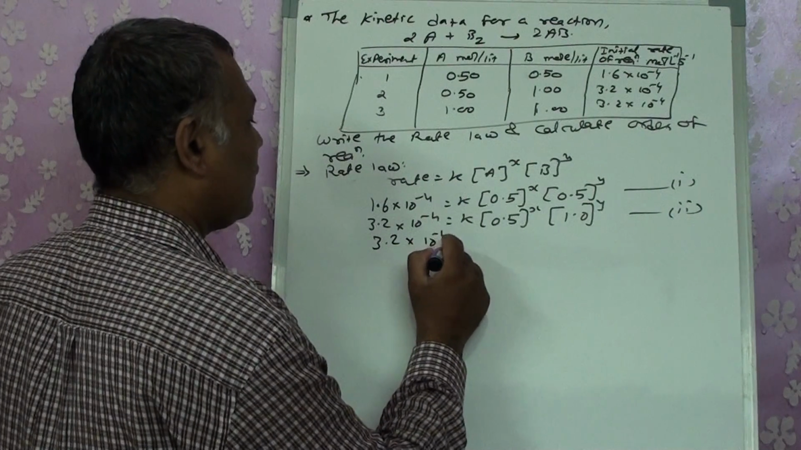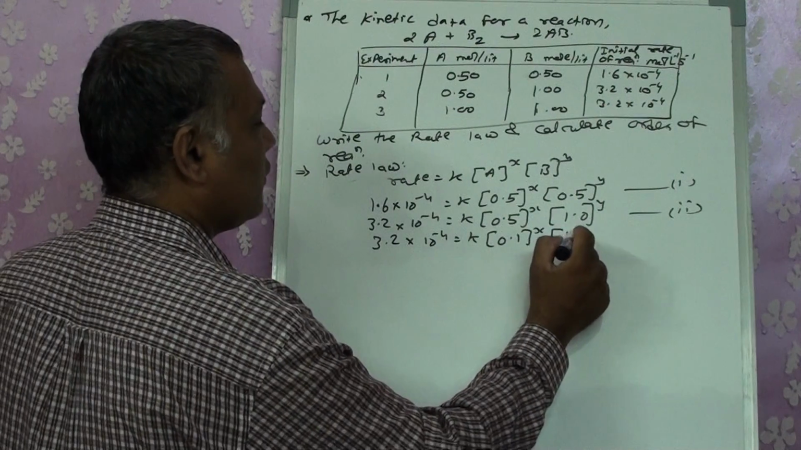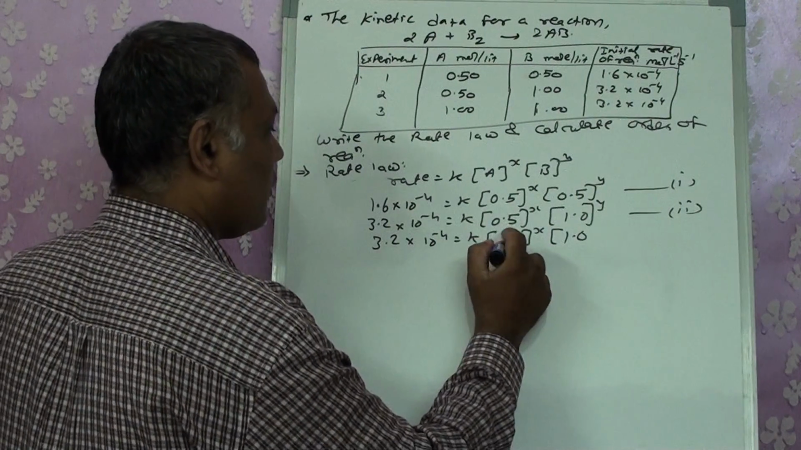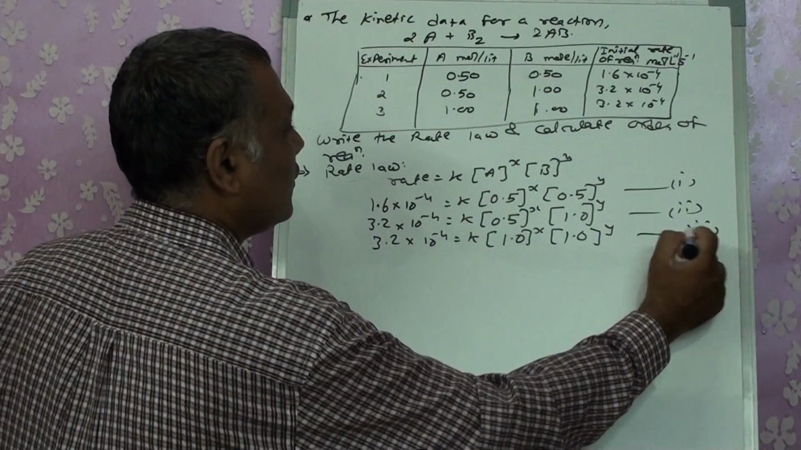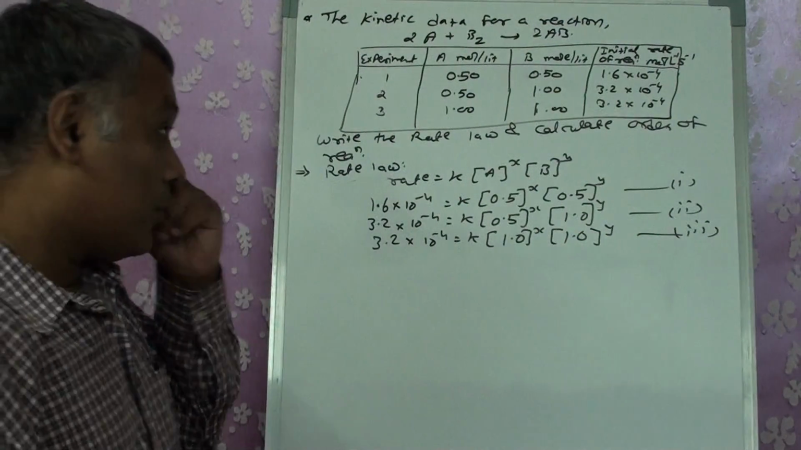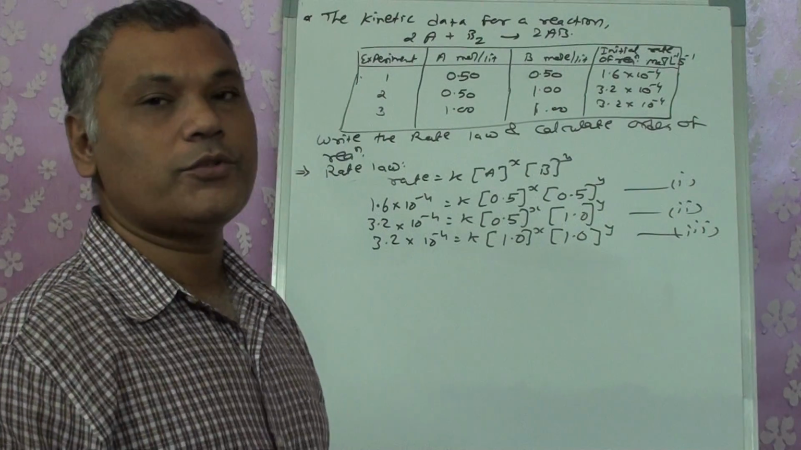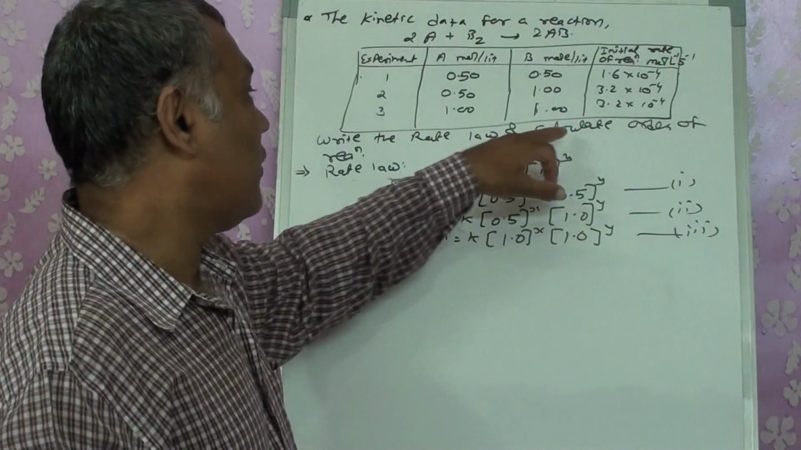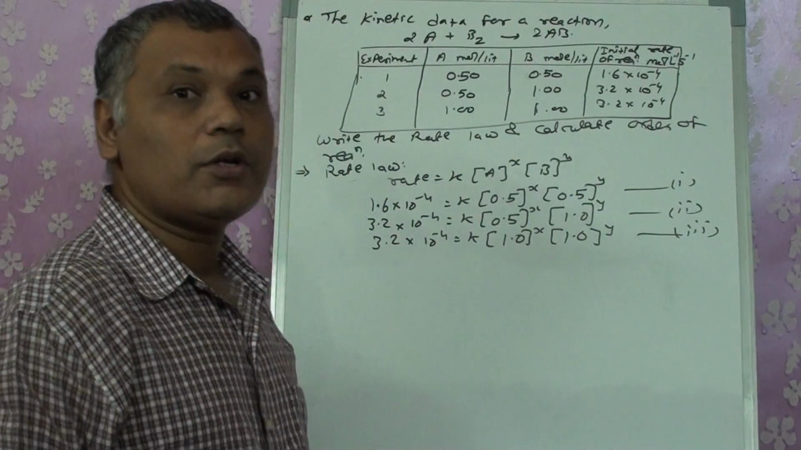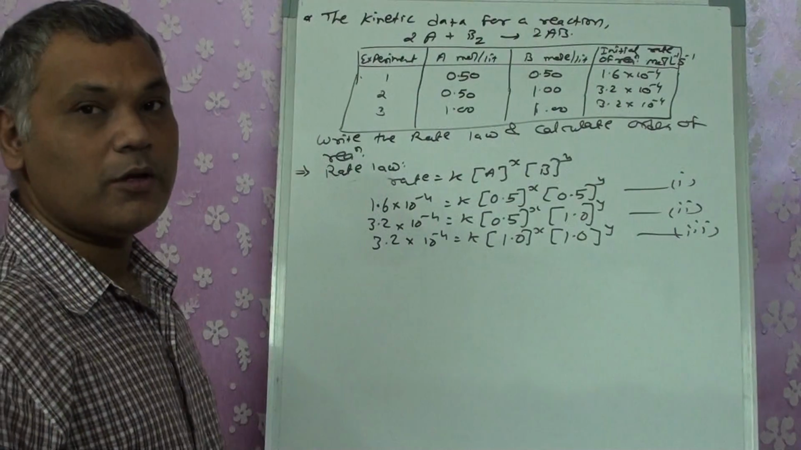3.2 × 10^-4 equals k, 1 raised to x, 1 raised to y. This is our third equation. Now, these are the rate laws that we got. This is the first very important factor to do. Once we get this rate law, we can calculate the order of reaction. Now, for this order of reaction, we have x and y to be calculated.